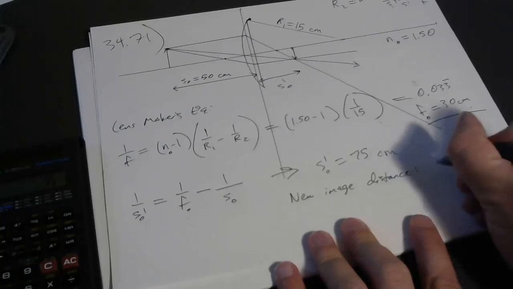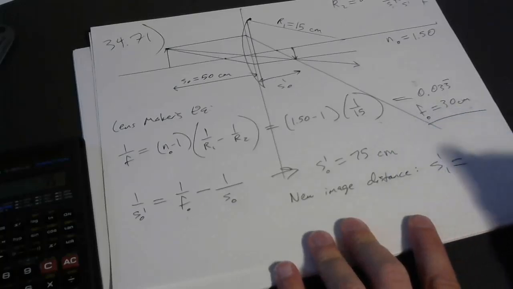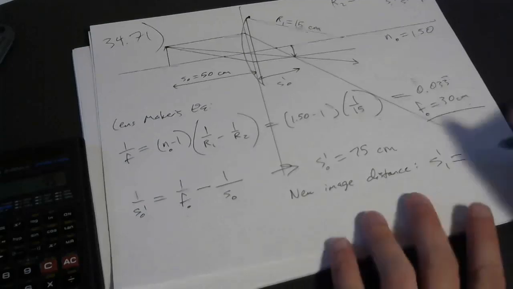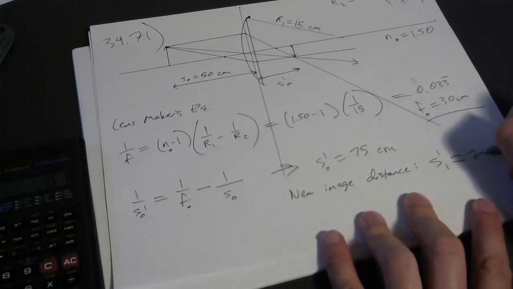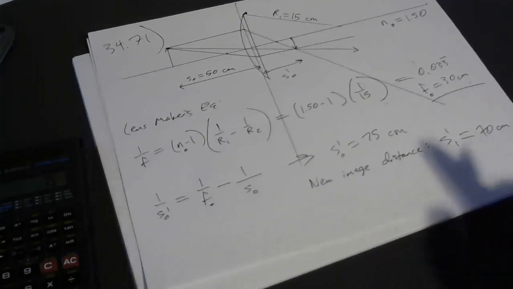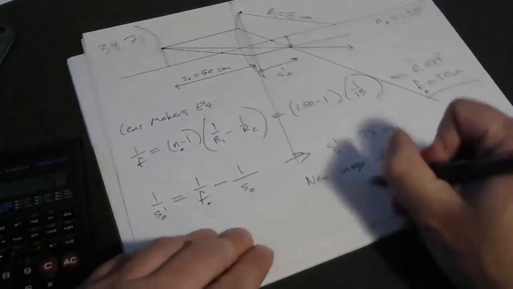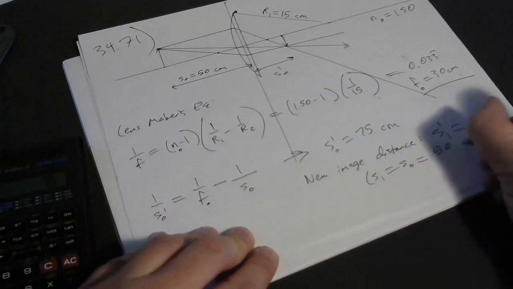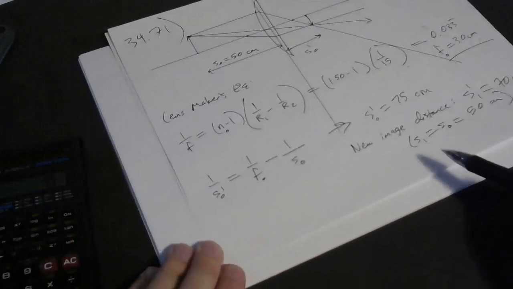New image distance, I'll call that S1 prime. Well, we're told in the problem that the person would like to scoot the image back 5 centimeters closer to the lens. Right, which would mean that the new image distance needs to be 70 centimeters. Nothing has changed about the object distance. So S1 is equal to S naught. That's still 50 centimeters.